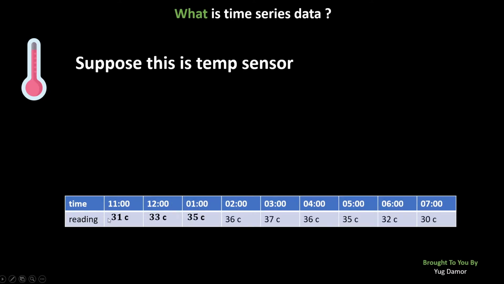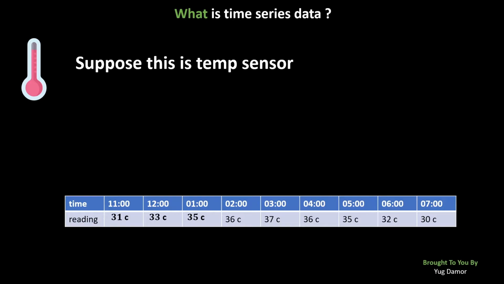Now you can see that in the afternoon, the temperature is increasing, and in the evening, the temperature is low or going down. Whatever you can see in this table is known as time series data, because the temperature reading is taken at every 1 hour interval. So any data where we take readings at some fixed time interval is known as time series data. Another example of this could be stock market prices.